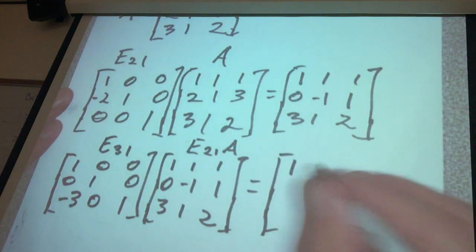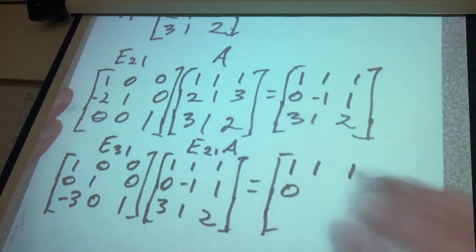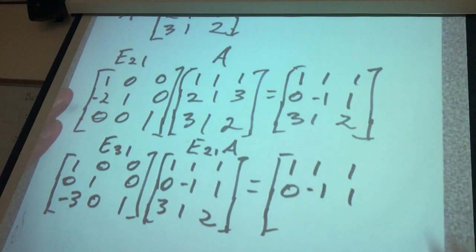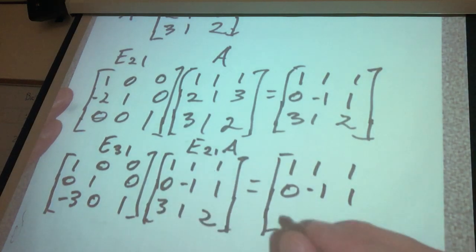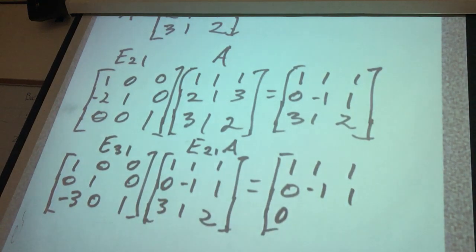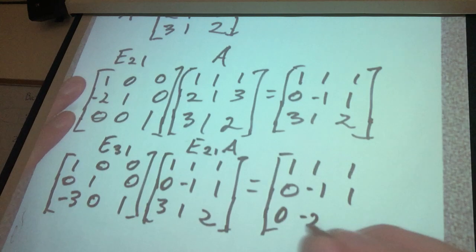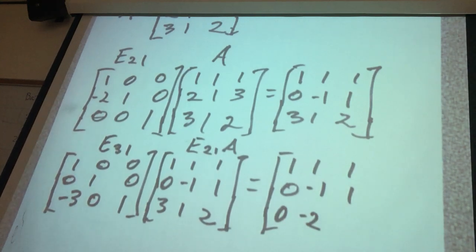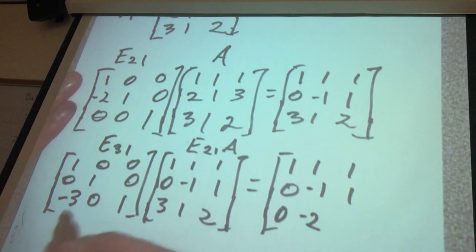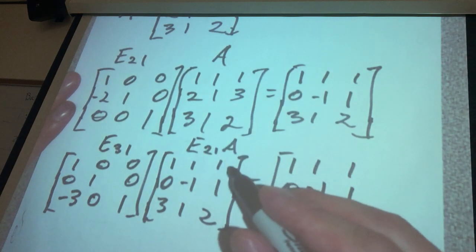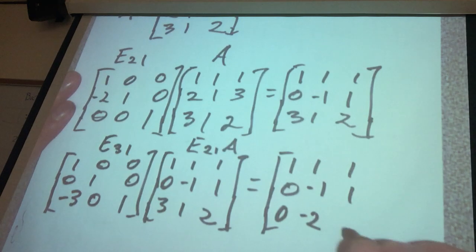Okay, 1, 1, 1, 0, negative 1, 1, negative 3, and add to a positive 3 is a 0. Now negative 3 times 1 is going to be a negative 3, and a negative 3 plus a positive 1 is going to be negative 2. So negative 3 acts upon 1 is a negative 3, and a negative 3 plus a positive 2 is a negative 1.